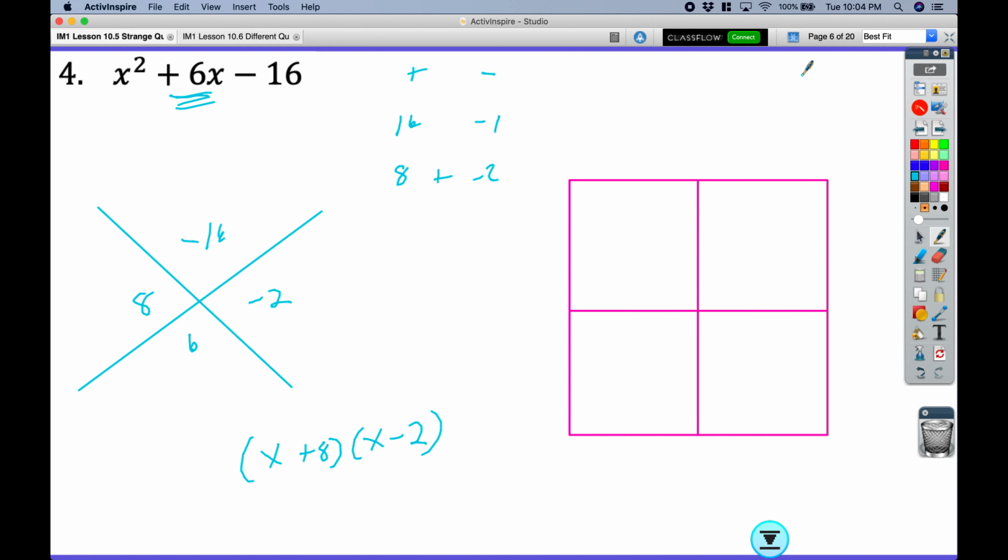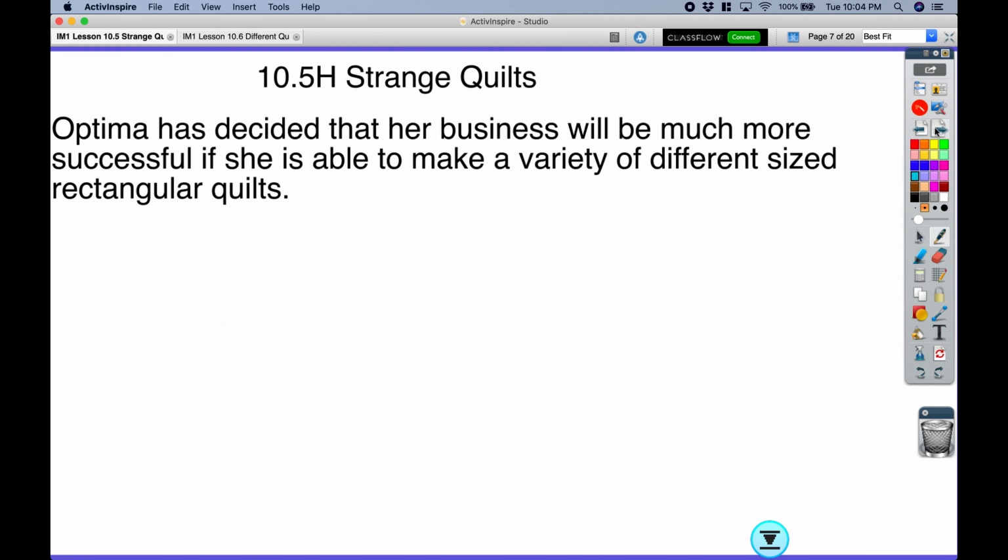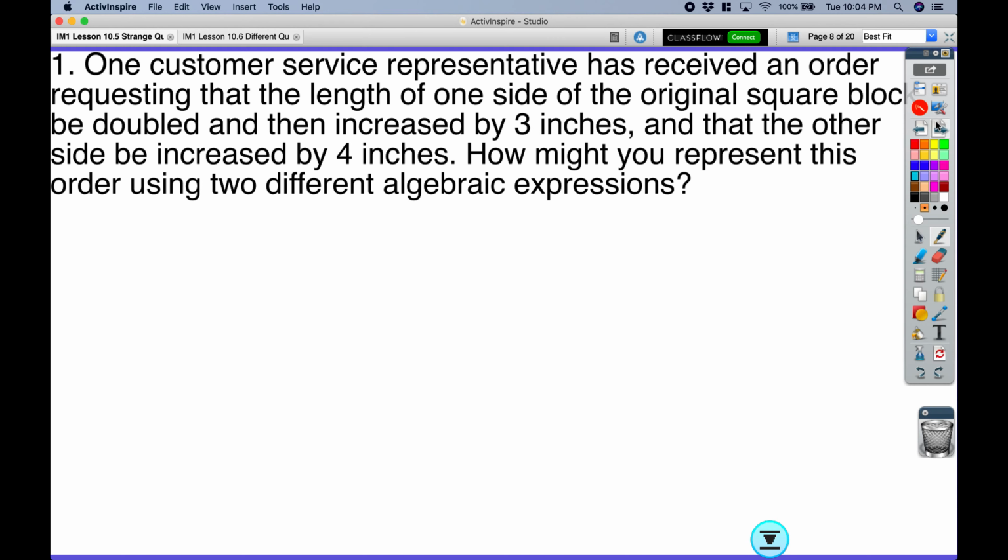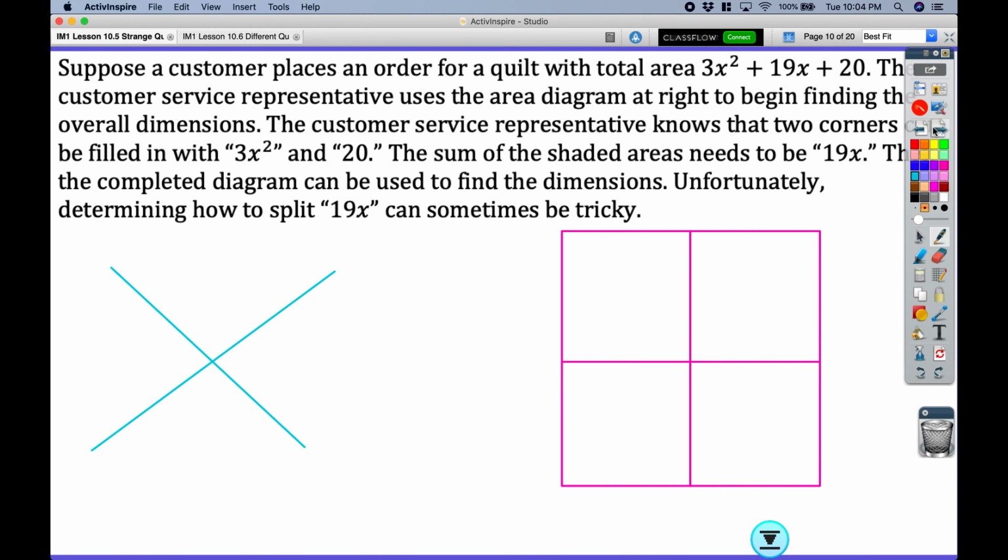So hopefully we've gotten used to factoring these now, and we can jump to a little bit more complicated ones. So what we're going to do is look at 10.5 strange quilts, and we're actually going to be jumping ahead of number 1, and we're going to end up looking at number 2. So now this is the first time we're really looking at something a little bit more tricky, where these boxes will come in handy, solving them with the factor box.